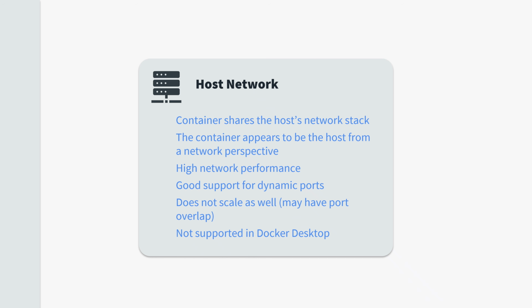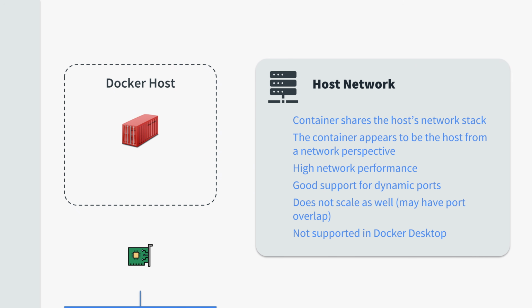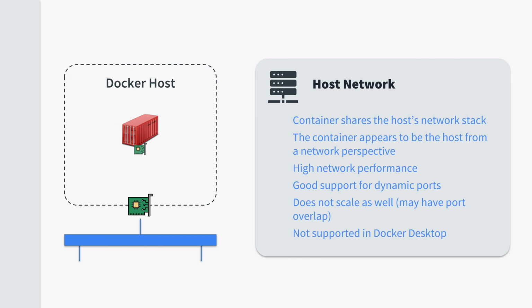A network type that goes in the complete other direction is the host network. When we use this type, the container shares the host's network stack completely. From an external perspective, the container and the Docker host appear to be the same device on the network. This is not a network type we would use very often.